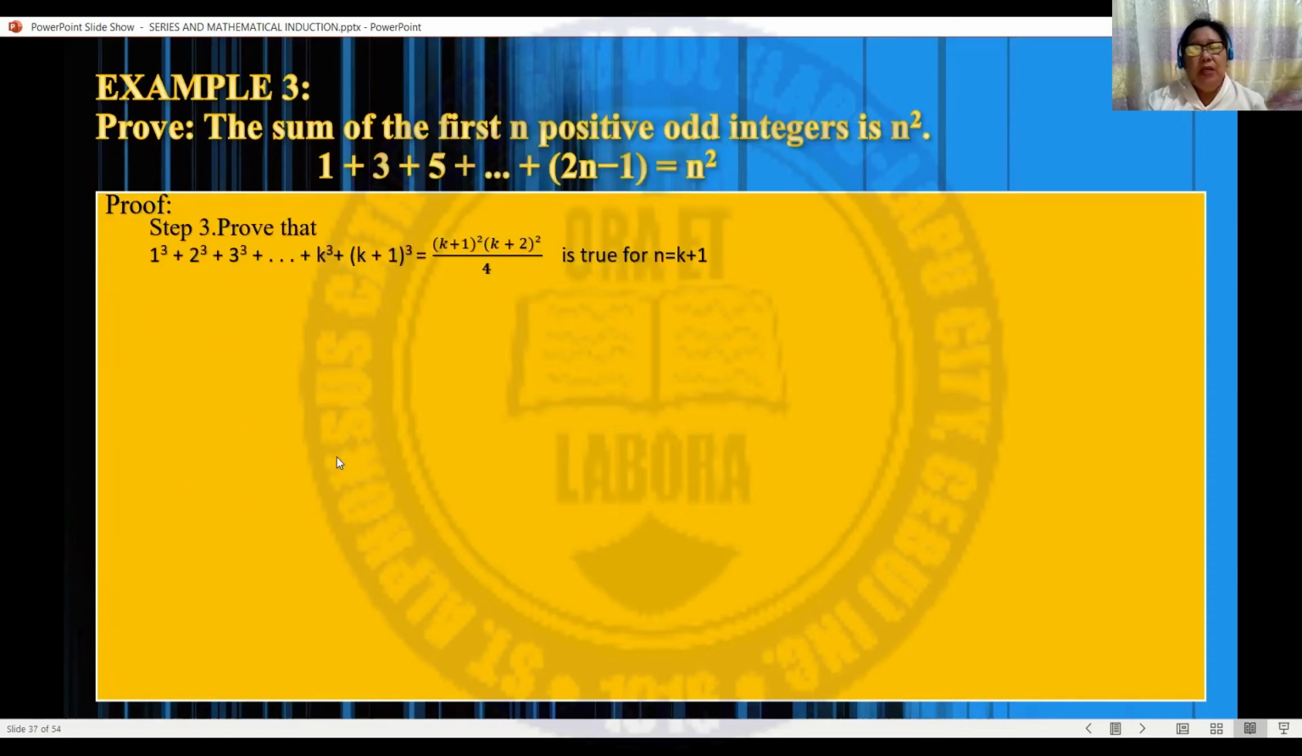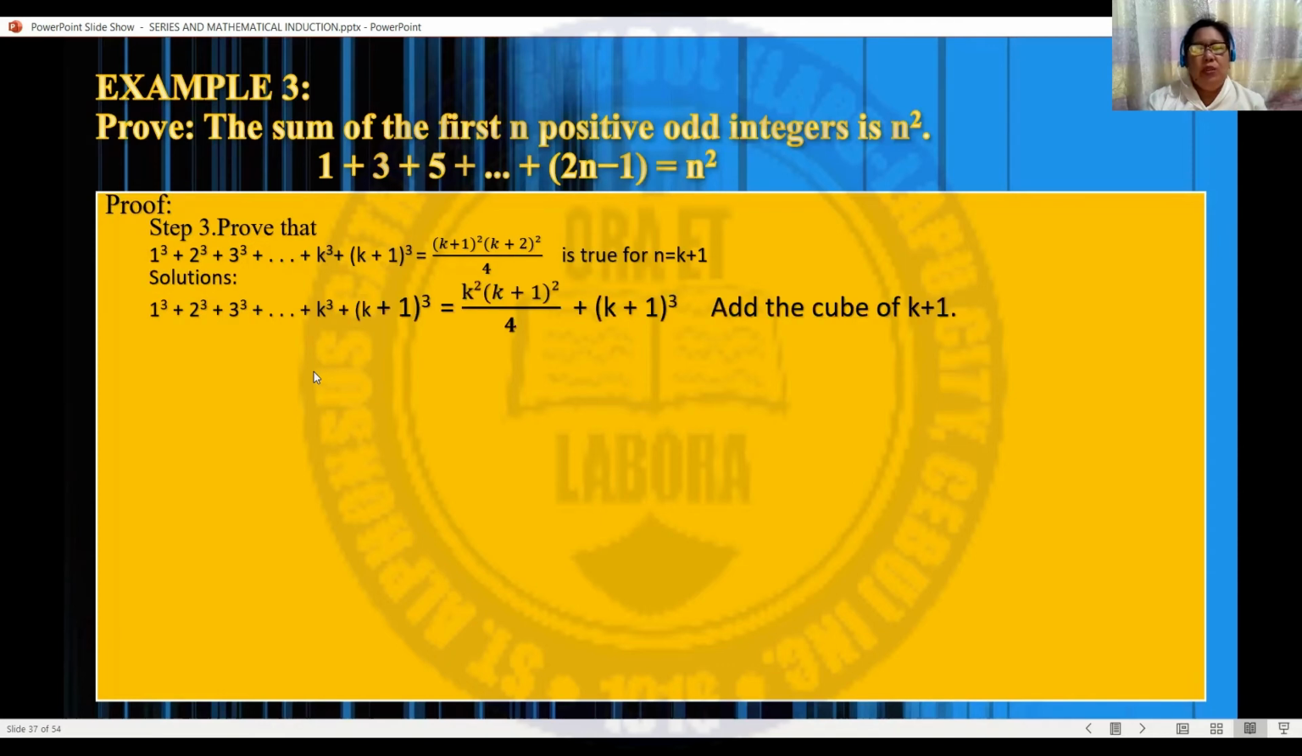For step 3, you have to prove that this expression here is equivalent to the square of k plus 1 times the square of k plus 2, all over 4. And it should be true for n is equal to k plus 1.